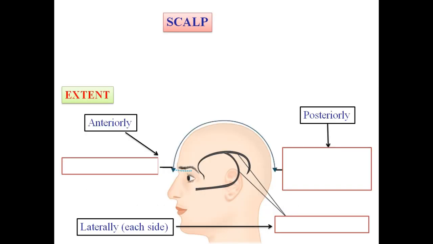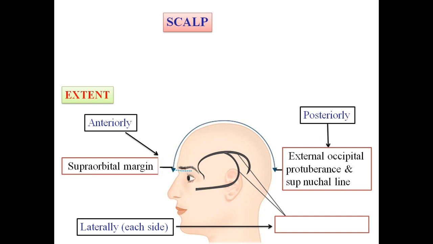The scalp extends anteriorly to the supraorbital margin, posteriorly to the external occipital protuberance and superior nuchal line, and laterally on either side to the superior temporal line.